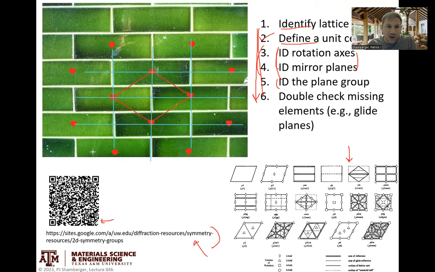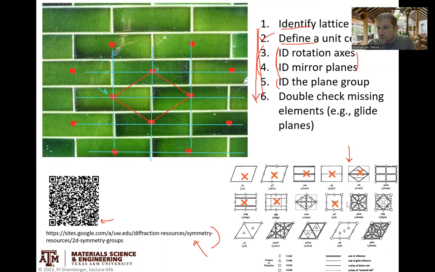And I could keep drawing more, but I've drawn all the symmetry that I need to because I've filled up my unit cell up here. And I can already start to look down at my table and eliminate some things. And the first thing I'm going to note is that I have perpendicular mirror planes. And that means I can cross out all of the groups that do not have perpendicular mirror planes.